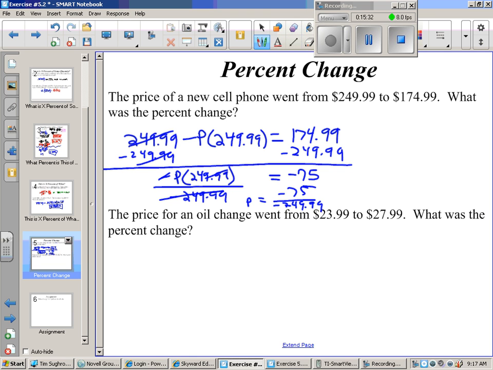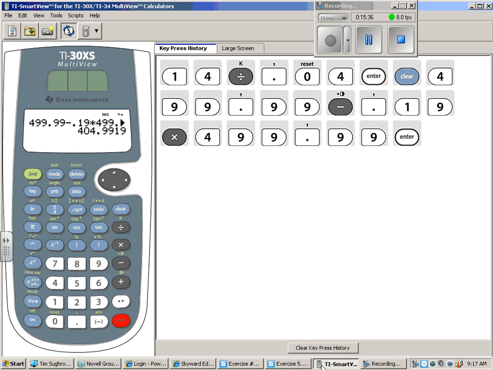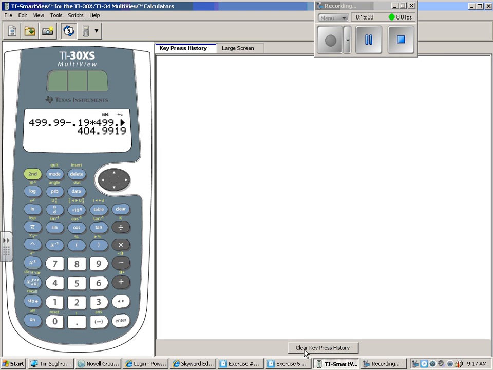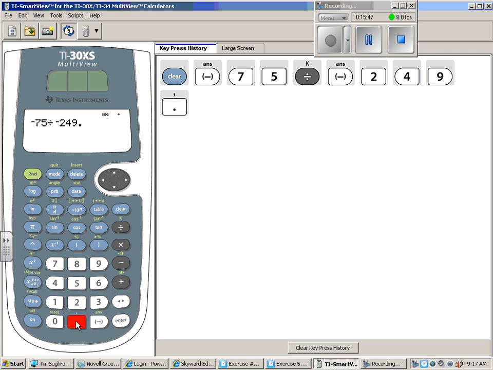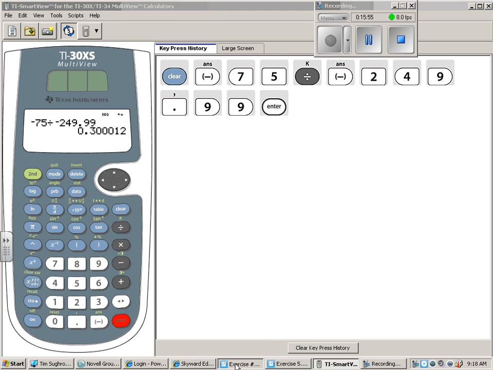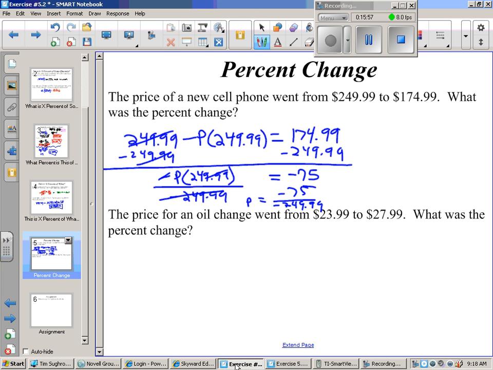So I'm going to type that into the calculator. Negative 75 divided by negative 249.99. And we get 0.3000, so 30%. It's a 30% discount. Okay? Everybody good on that?